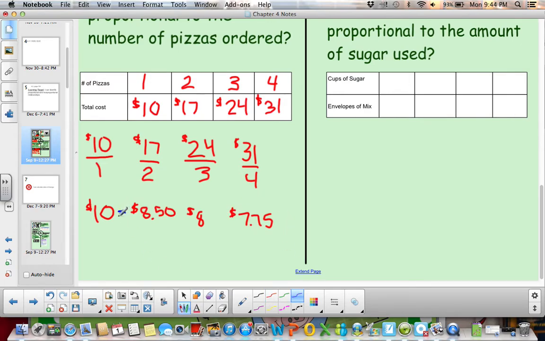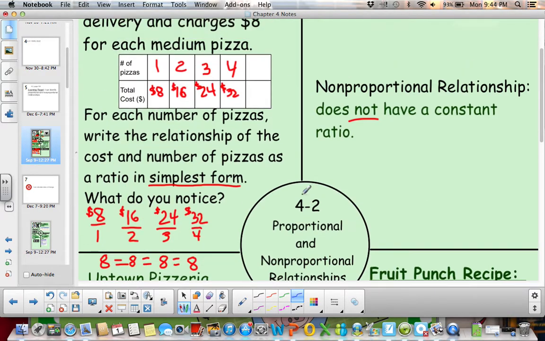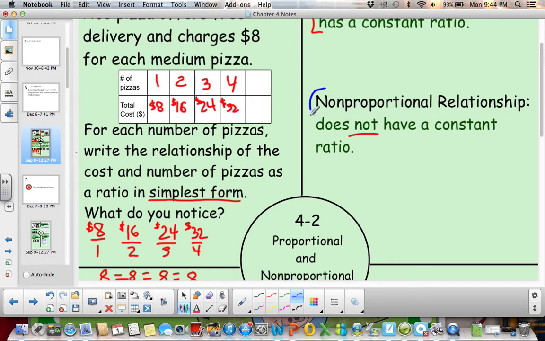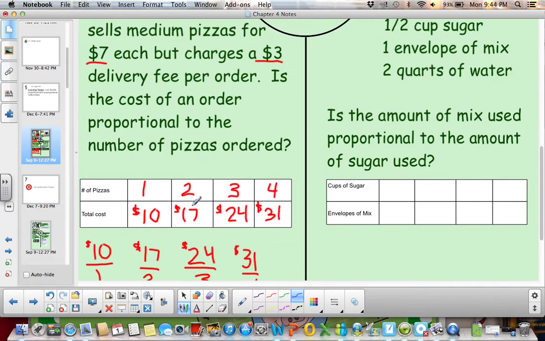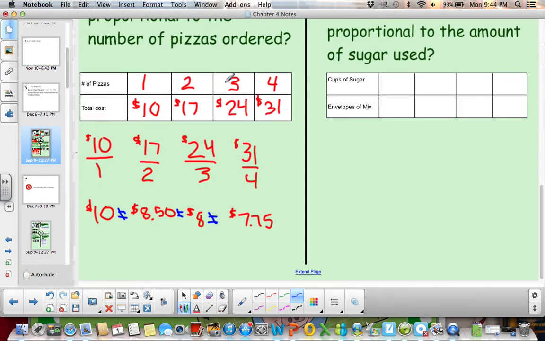So these are not equal. Therefore, they are non-proportional because they do not have the same constant ratio. They have a different ratio. Basically, it's saying that the more pizzas you order, the less you're paying per pizza. So the most you're paying per pizza is for one pizza, and then it keeps getting less and less because you're only paying for that delivery fee one time.